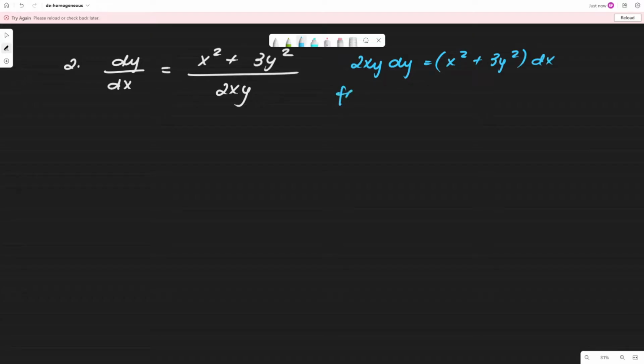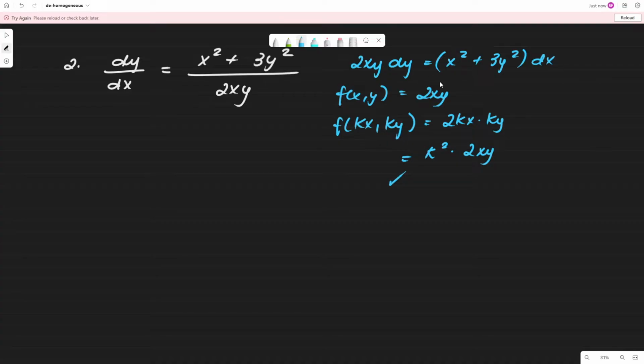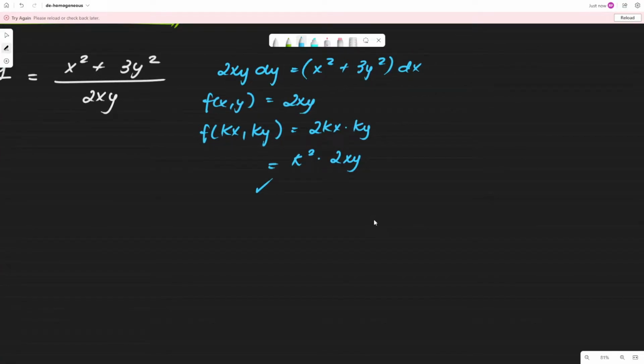So we have f of x, y is equal to 2xy, or kahit xy lang pwede naman, pero isama ko na lang si 2. So we have f of kx, ky, this is equal to 2kx times ky, diba? Then we have k squared times 2xy, which is our original function. So, pasok to yung coefficient natin for dy. Let's test the coefficient for dx.